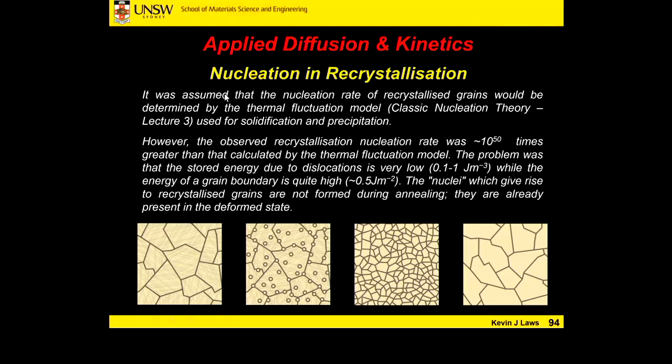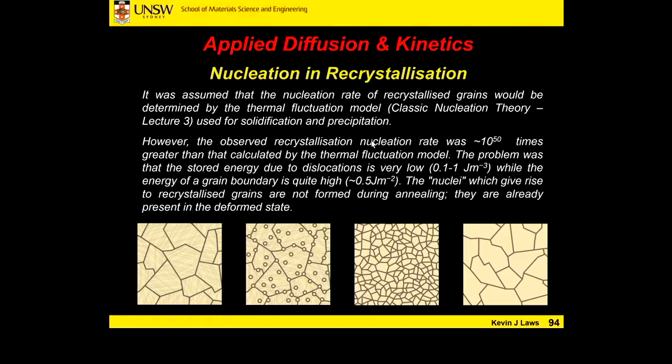Originally it was assumed that the nucleation rate of recrystallization would be determined by the thermal fluctuation model, or classic nucleation theory, which we've already studied. But that's actually not the case. People have tried to fit it, it doesn't work. That's because the mechanism here is driven by deformation, not by temperature fluctuations and structural fluctuations like in classic nucleation.